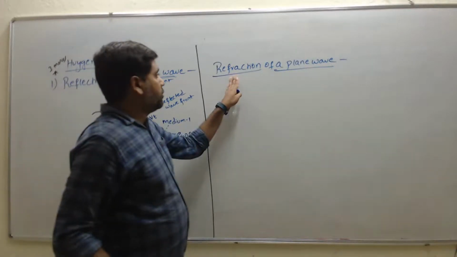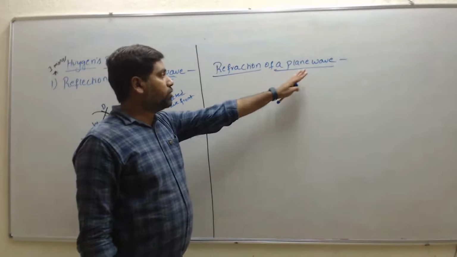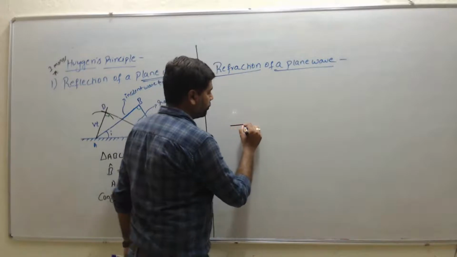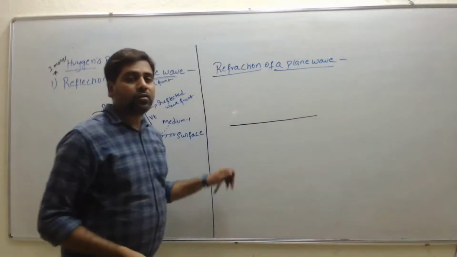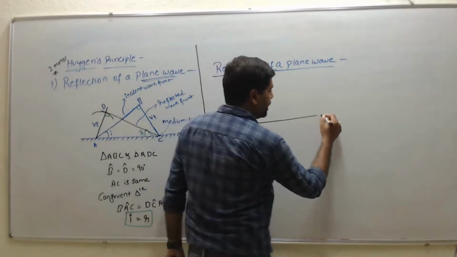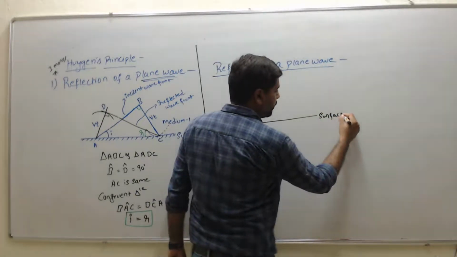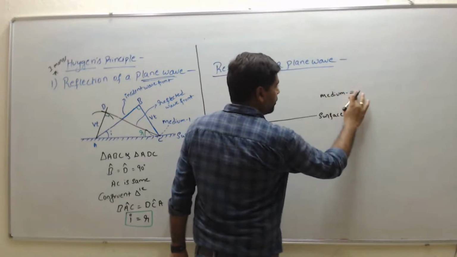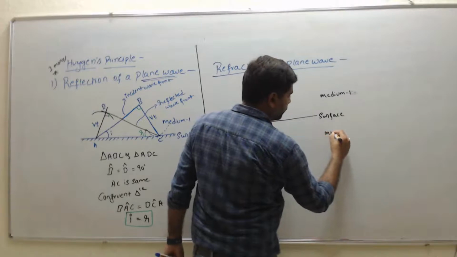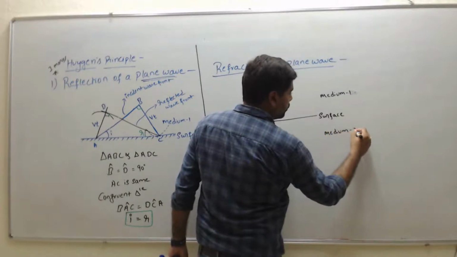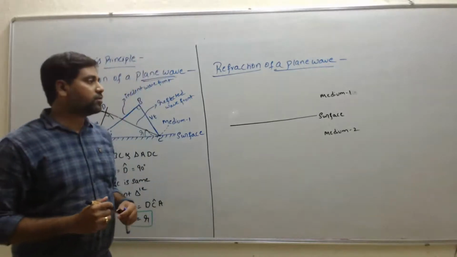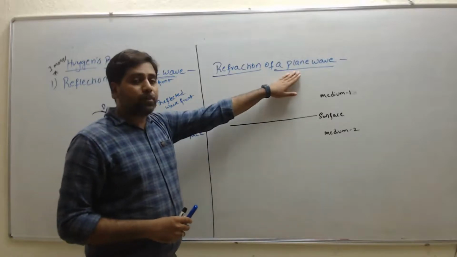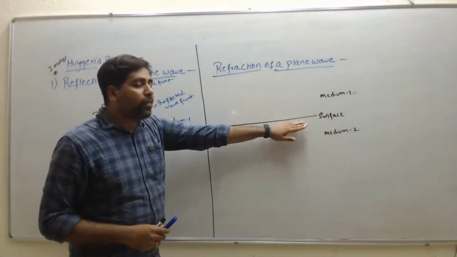So here we are going to study refraction by using the plane wave. Here also we are considering one surface, and this surface separates the media, that is medium 1 and medium 2. We have two media separated by the surface. Here also we are considering one plane wavefront, which is traveling from medium 1.